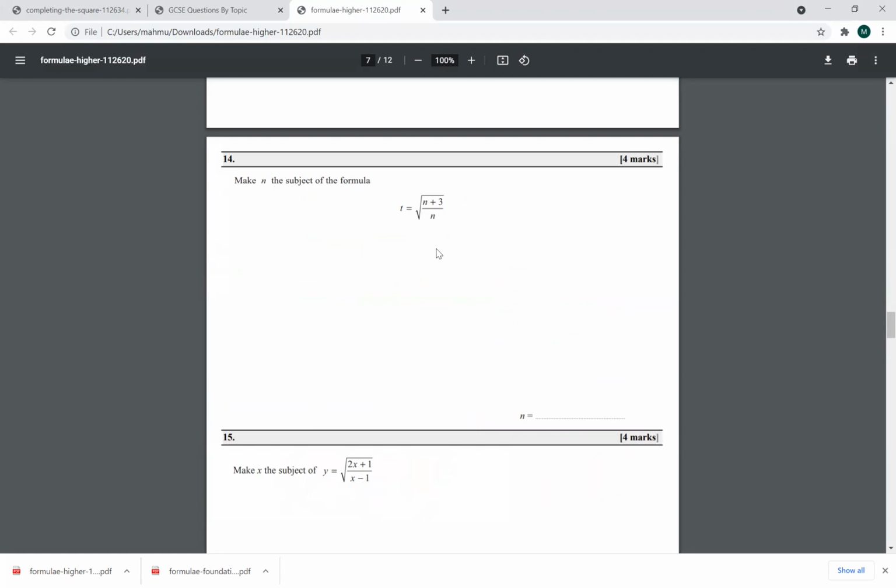So think about it. There's a square root there. How are you going to cancel the square root first? So think about what you're going to do. Squared. Yeah. So you do the whole thing. Make sure you show your working out. It's 4 marks. They don't just want the answer. They want the whole working out for everything.